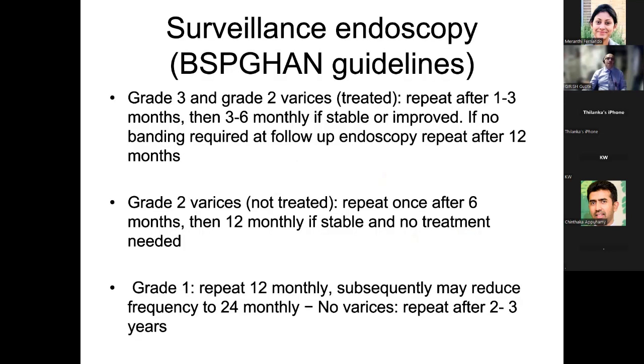So you've done your initial management of your acute variceal bleeding, you've controlled it, you have done the endoscopy, and you've been able to control it. When do you then repeat the endoscopy? It depends on the grading of the varices, and depending on the grading, you can do it in various protocols.